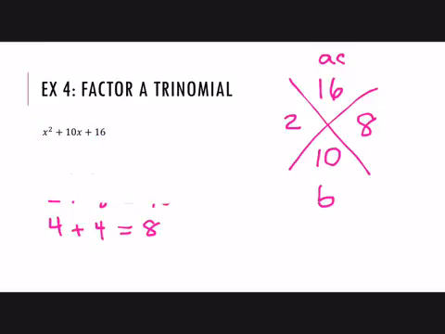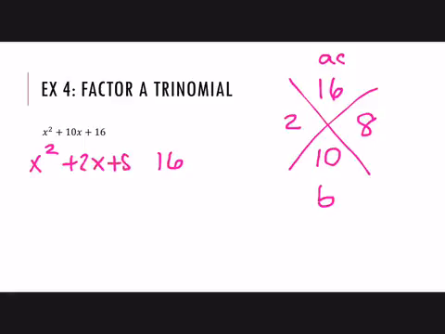Alright, so now what I'm going to do is rewrite the original expression, and I'm going to leave the first and last terms, but in the middle, instead of writing 10x, I'm going to use the new numbers that I found and write that as 2x plus 8x, and still plus 16. Okay. Now I'm going to look at the two pairs of terms, and take the greatest common factor out of each one.